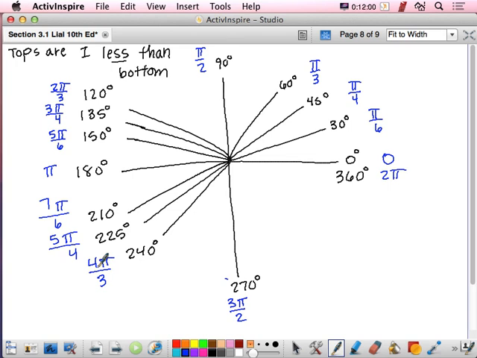So let's make a note of that down here. In quadrant 3, because it's a little greater than pi, all of the tops are 1 more than the bottom when we convert to radians.